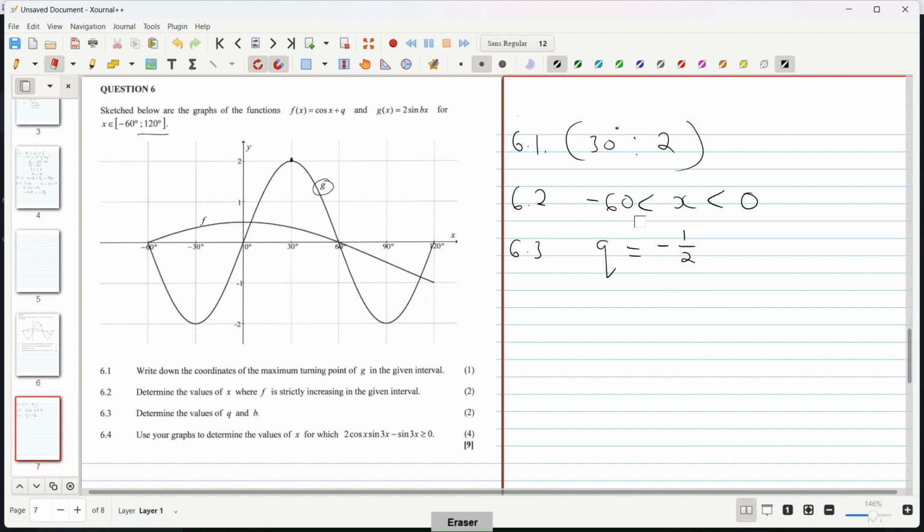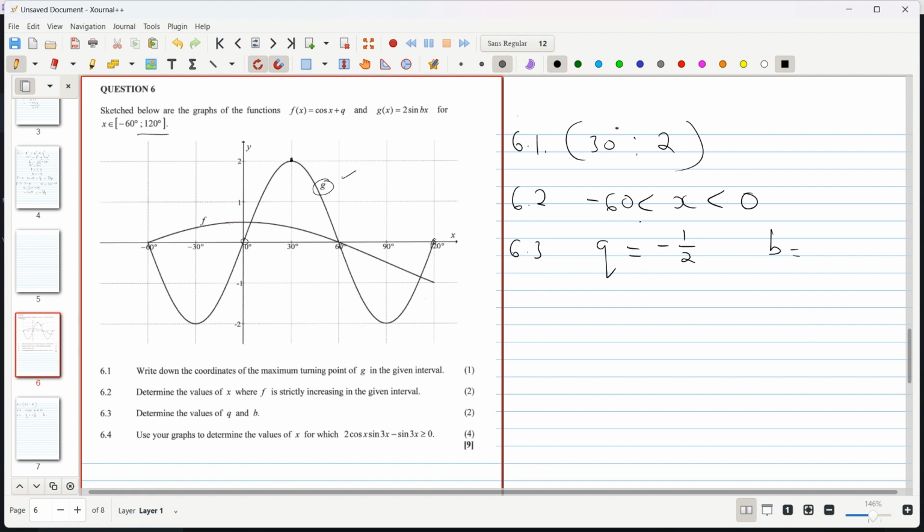Okay, and then our B, right? Our B is from our g graph. So our g graph is this one here. So remember, B represents what? It multiplies the x. So it represents the period, right? So we have to look at how this period is behaving. If you check here, from 0 to 120, it's one period, right? We can see the period is 120.